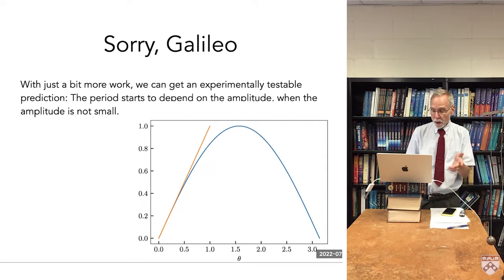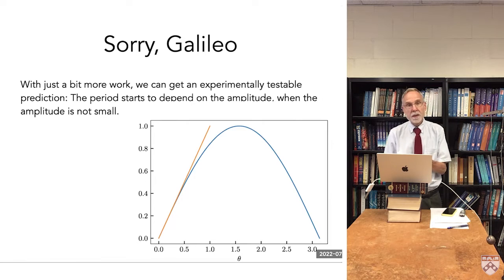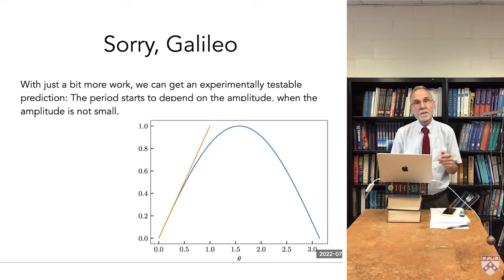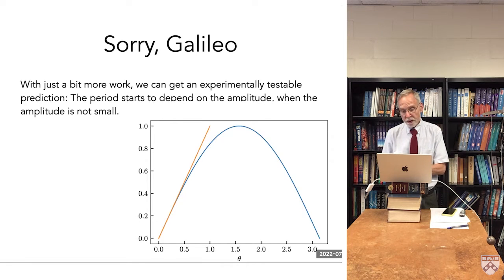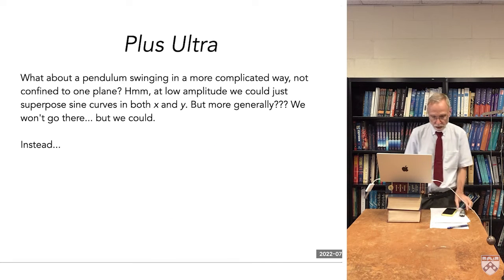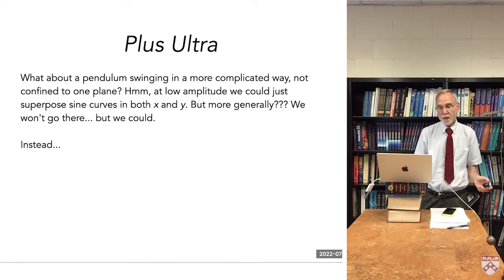Sorry, Galileo. When theta is small, sine theta starts out linear, looks a lot like theta. The blue and the orange curves track each other. But when theta starts getting as big as a radian, then those two graphs deviate from each other. We now know how to handle that. But now we know how to do many other problems as well.